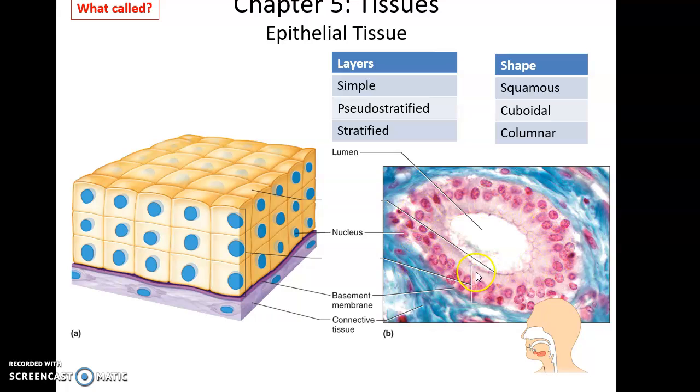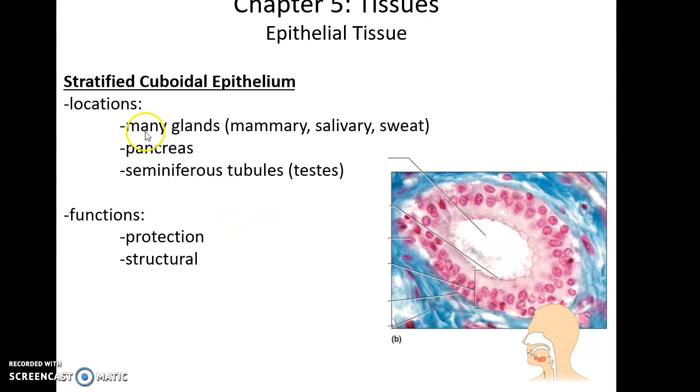All right, what about this lovely tissue here? It is stratified cuboidal epithelium. Stratified cuboidal epithelium is in many glands: mammary, salivary, sweat glands. It's in the pancreas. It's in seminiferous tubules of the testes, so quite a few places. And its functions include protection, so it will protect underlying tissues, and also structural in that it just helps to form very stable tube-like structures for materials to travel through.